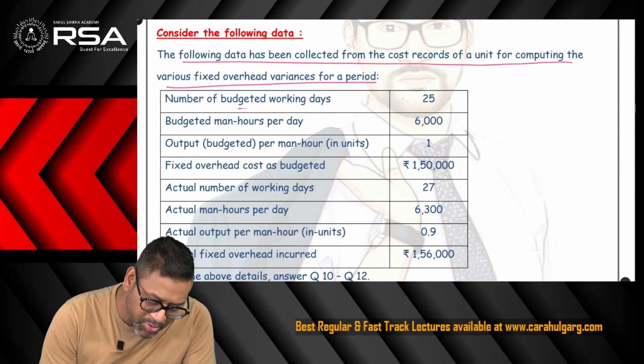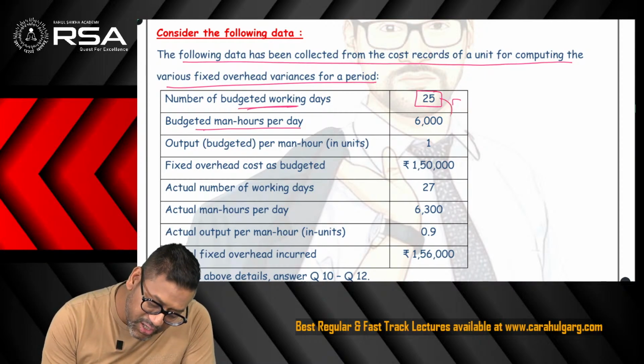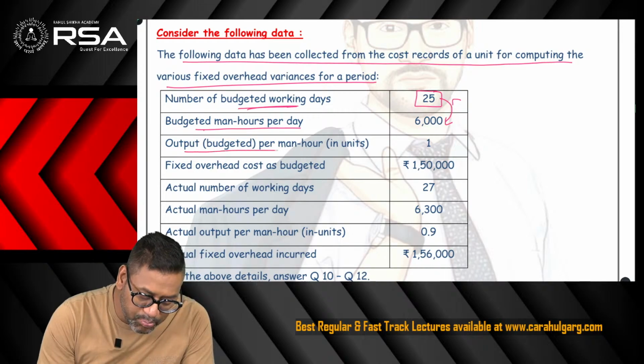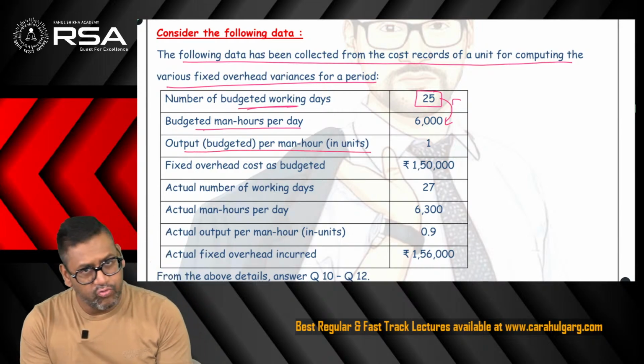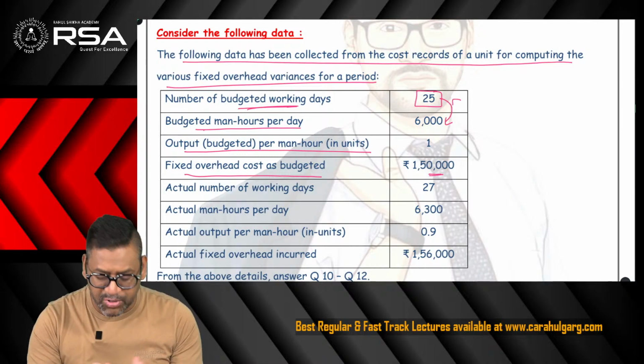It says budgeted working days are 25, budgeted man hours per day. So there are 25 days as budgeted, and in one day budget is to work for 6,000 hours. Output budgeted per man hour, and in 1 hour you expect to produce 1 unit. So this is budgeted again. Fixed overhead cost as budgeted 1,50,000. So this is all the budgeted data.